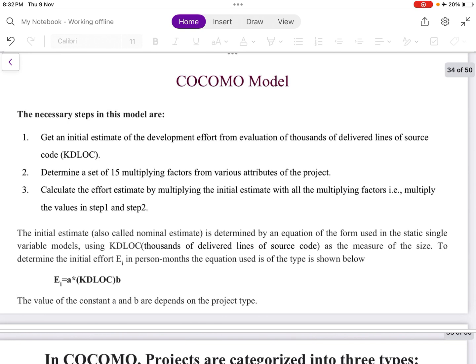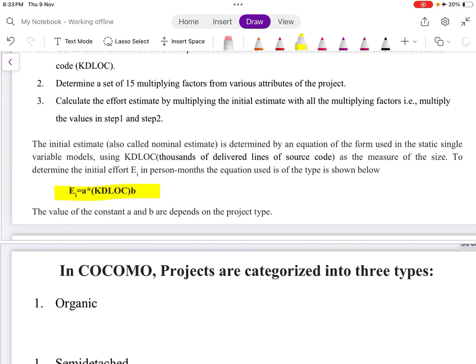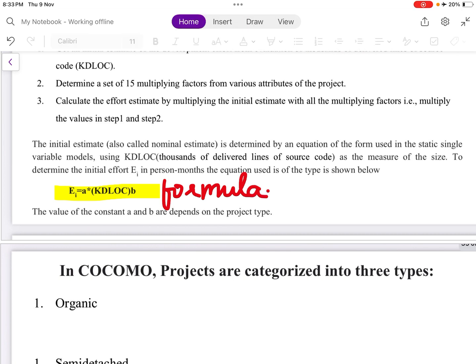The initial estimate, also called the nominal estimate, is determined by an equation of the form used in the static single variable models, using KDLOC, thousands of delivered lines of source code, as the measure of size. To determine the initial effort Ei in person months, an equation of the type shown is used: A into KDLOC to the power B. So this we will see how to solve. This is your equation, that is your formula. You have to learn this. We will see the sums, how to solve for COCOMO.